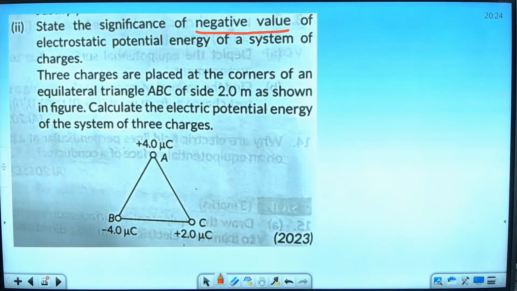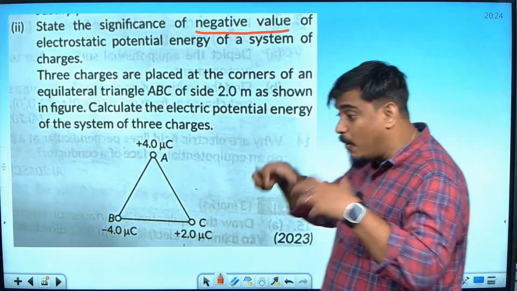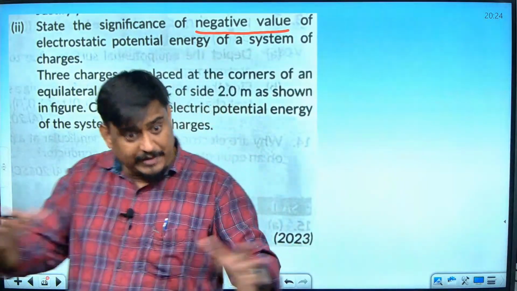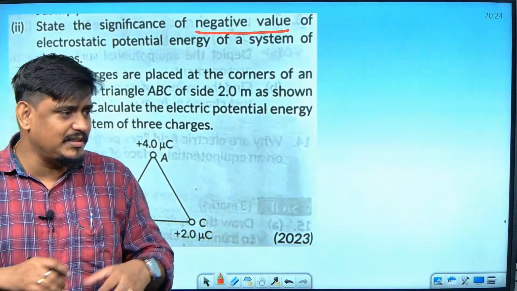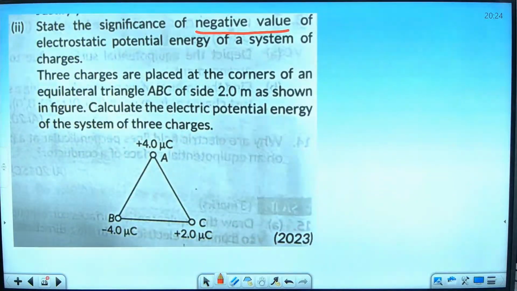If it is negative, it means that the charges are bound together. They will not separate by themselves. If it is positive, it means it will be disintegrated soon. So negative value implies that they are under attraction and the charges will be stable. I hope you are understanding this. Negative value of energy always indicates that the force between them is attractive, and if it is attractive, they will be bound with each other.